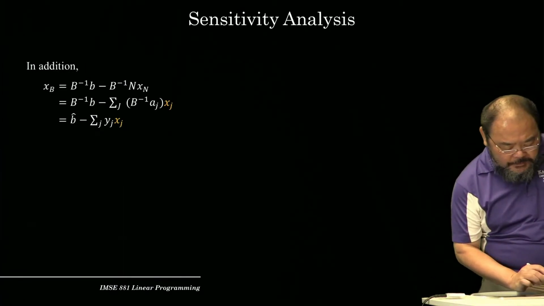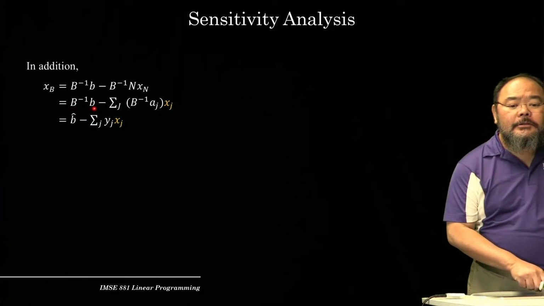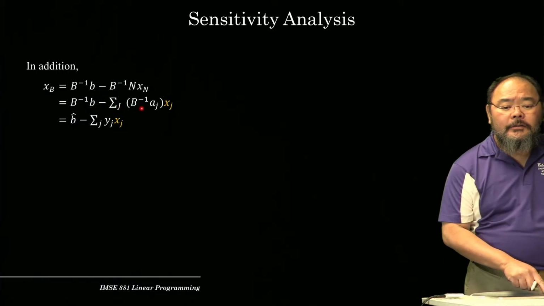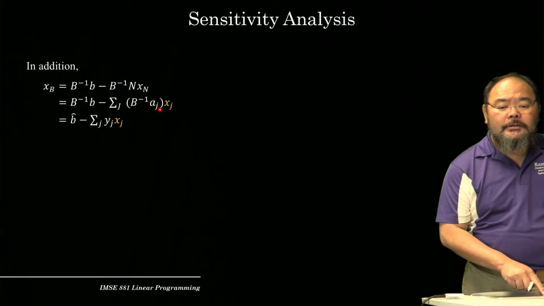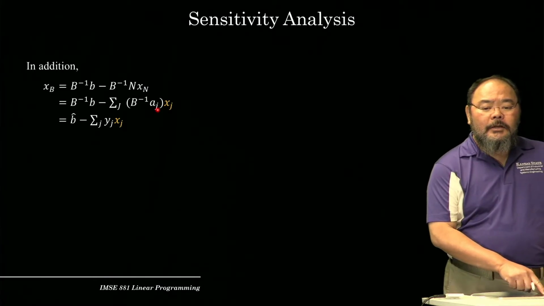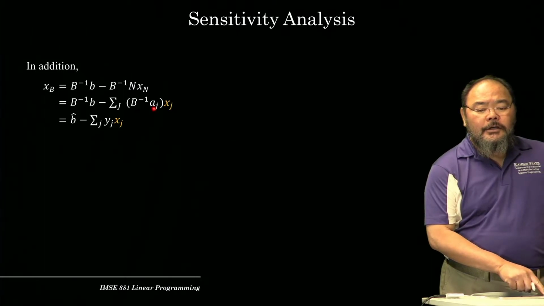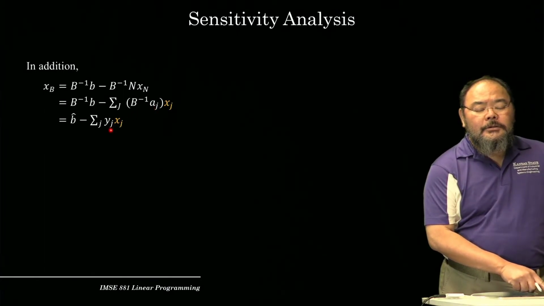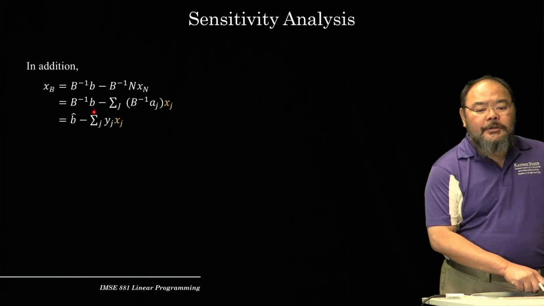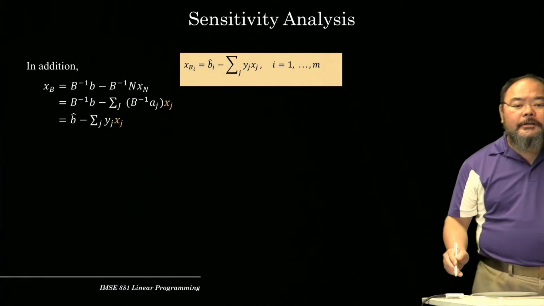Then we will have the same thing: B inverse times B and sigma of B inverse times AJ times XJ. What is AJ? AJ is the original column corresponding to XJ. Also we know B inverse times AJ equals YJ. And B inverse times B we can convert into the current basic solution for the basic variable. So it is fairly simple, and we can write it in this manner.